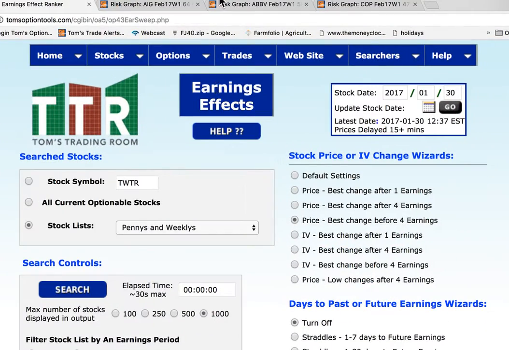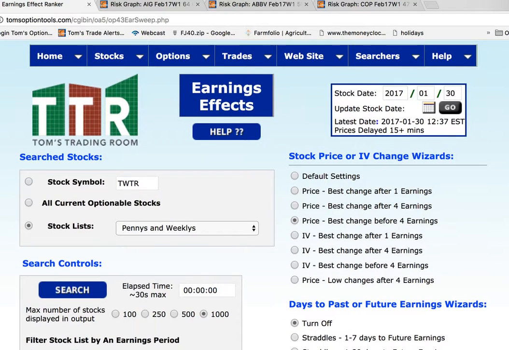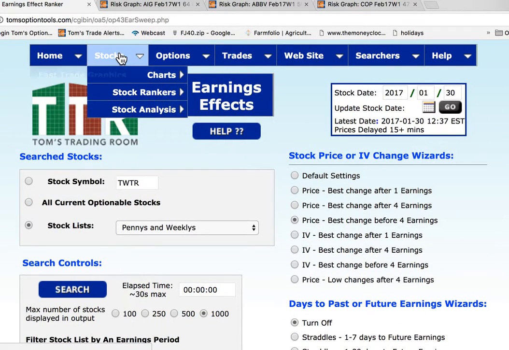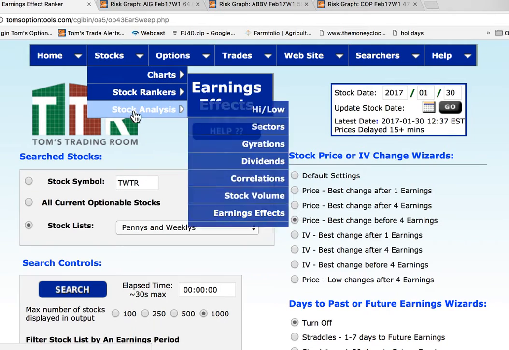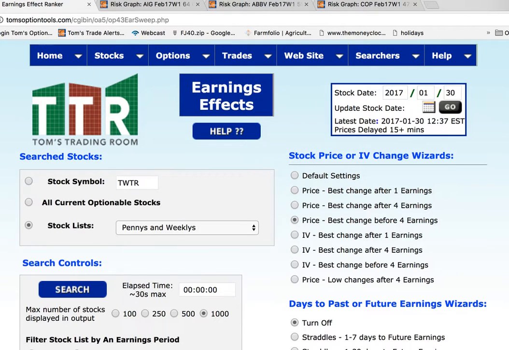And as you can see here, I'm looking at what I call earnings effects. I want to see how earnings are affected when we're looking at the stock itself. So at this point, I'm in an area called earnings effects. We get there by going to stocks, going to stock analysis, and then coming on down and clicking on earnings effects. So you see this in front of your screen right now.